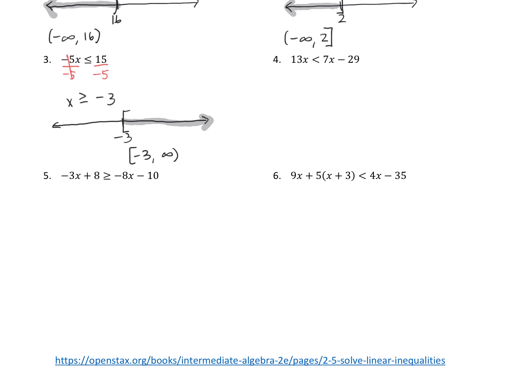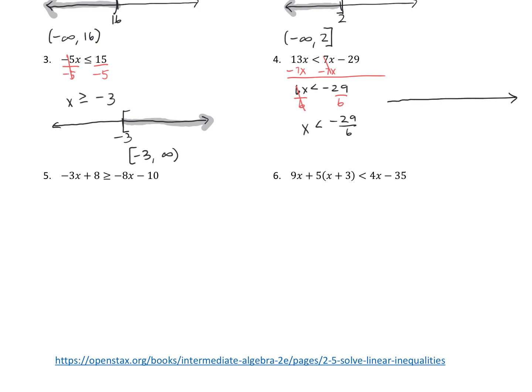Number 4, we first want to start by getting our x's together on the same side. So I'm going to subtract 7x from both sides, and that will give me 6x is less than negative 29. 29 is not evenly divisible by 6. I still need to divide it by 6, but it won't give me a whole number or an integer. So I'll have x is less than negative 29 over 6. So I'm just going to have a fraction.